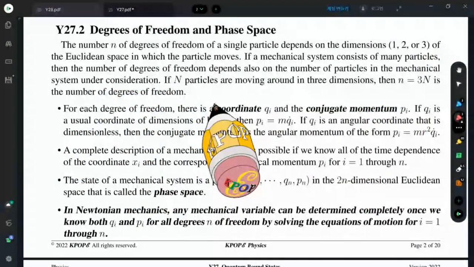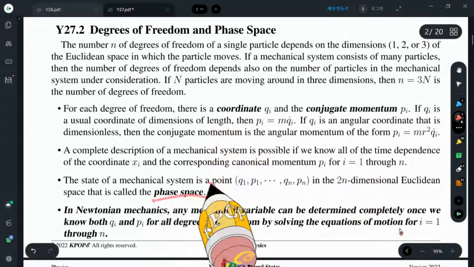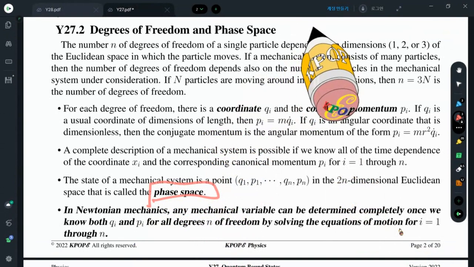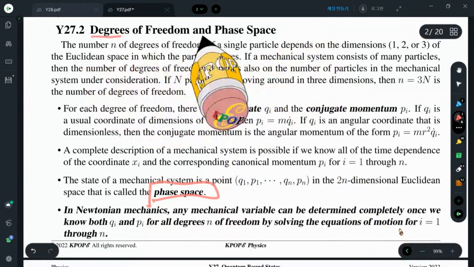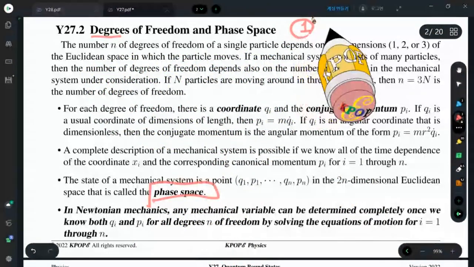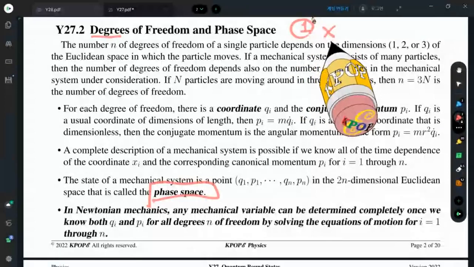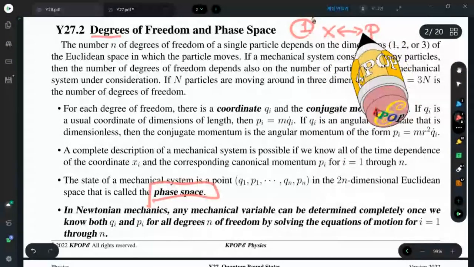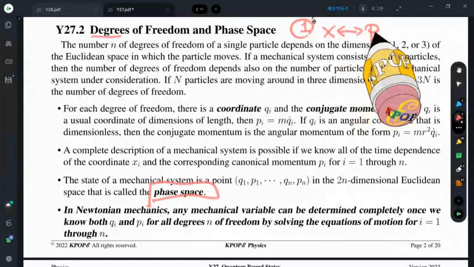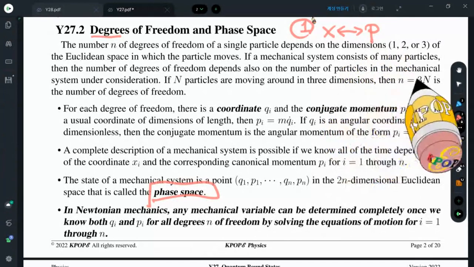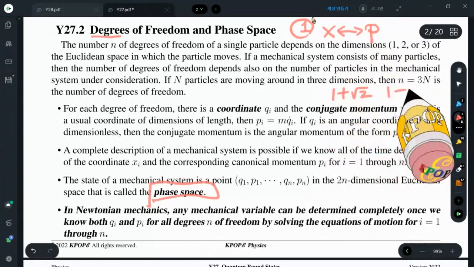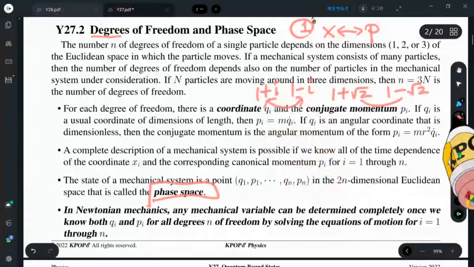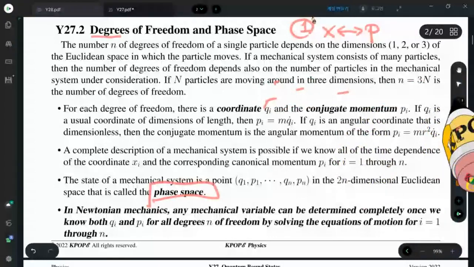Degrees of freedom and phase space. In classical mechanics, we use the word phase space. For example, in one-dimensional, one-particle motion, the degrees of freedom is just one. That means we need only a single coordinate, and in addition, there should be a momentum. These two are called conjugate, just like 1 plus the square root of 2 and 1 minus the square root of 2 are conjugate, or 1 plus i and 1 minus i are complex conjugates. So it is always a pair.